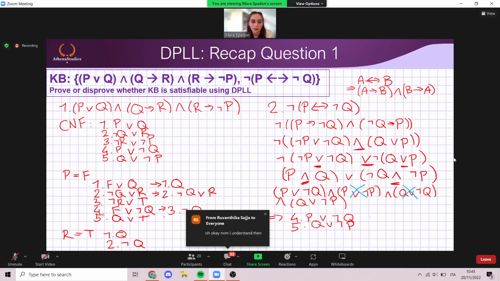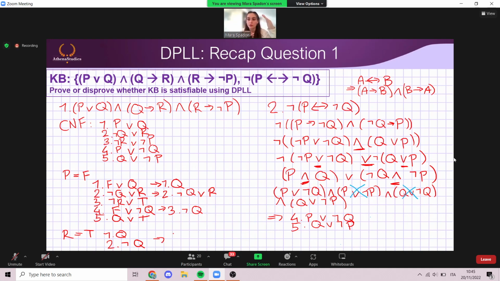Oh, okay, then you understand. Okay, great. I thought it was about this part. So we're ending up with these 2 clauses. So this is a contradiction because if we choose q to be true, then one of them will be false. And if we choose q to be false, then one of them will still be false, right? So we cannot get an instance where both of them will be true.